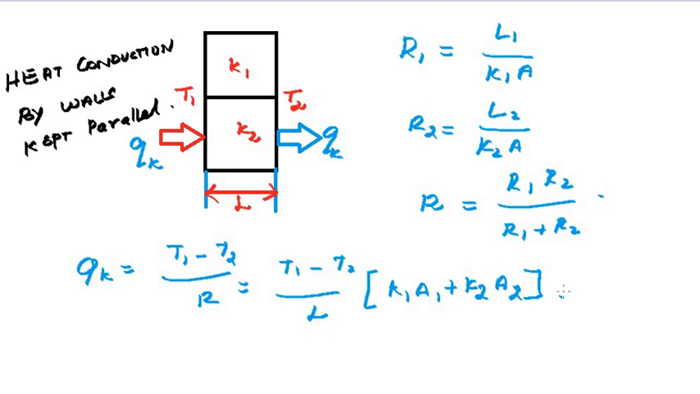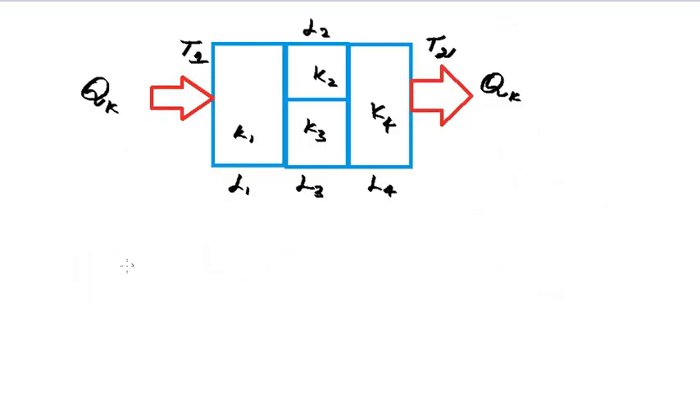Now we'll move on to the other physical system, where we have both series and parallel combination. Now we have a material which is composed of both parallel and series combination. Here the materials K2 and K3, with conductivities K2 and K3, have length L2 equal to L3.